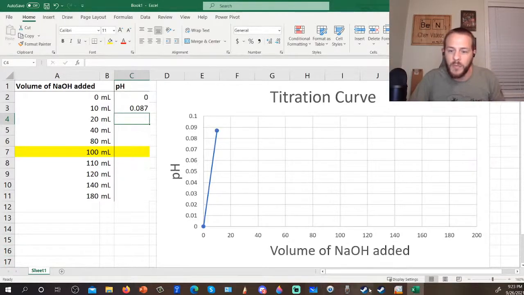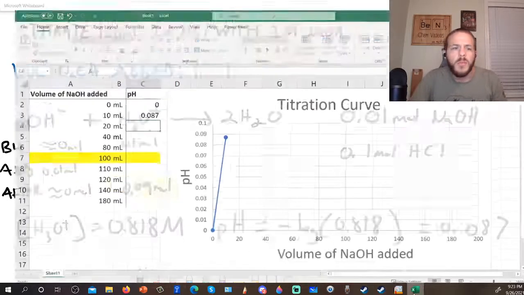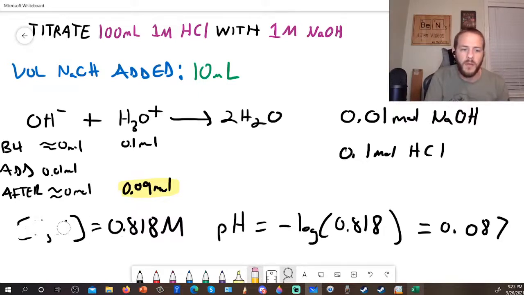All right, we're going to go back to the whiteboard real quick. So the next volume of sodium hydroxide that we are going to add here is going to be, let me erase all this stuff down here.